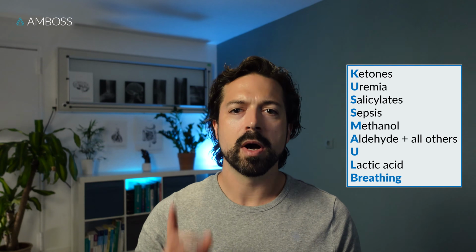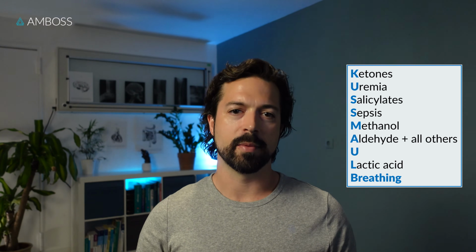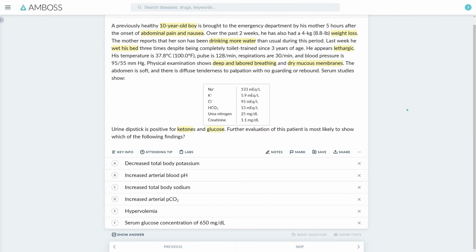Physical examination shows deep and labored breathing and dry mucous membranes. Alright, what type of breathing is classically described as deep and labored? Yep, Kussmaul breathing, which is also a sign of DKA and other metabolic acidoses. Remember the mnemonic Kussmaul, as we've shown here in AMBOSS. Dry mucous membranes indicate dehydration. The abdomen is soft, and there is diffuse tenderness to palpation with no guarding or rebound.